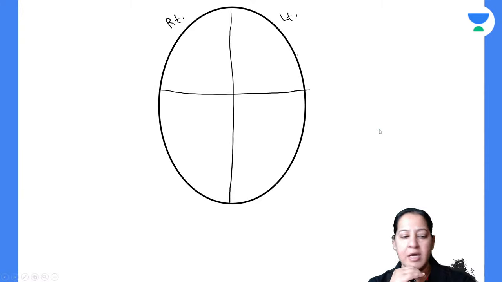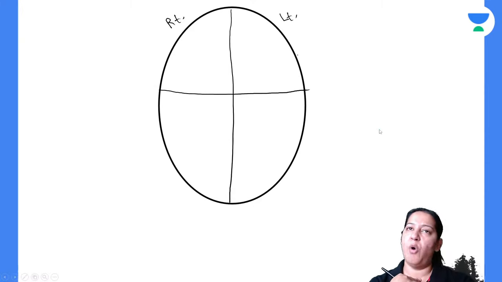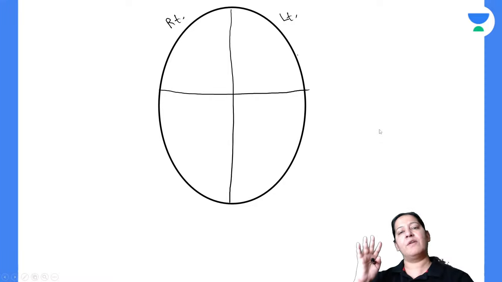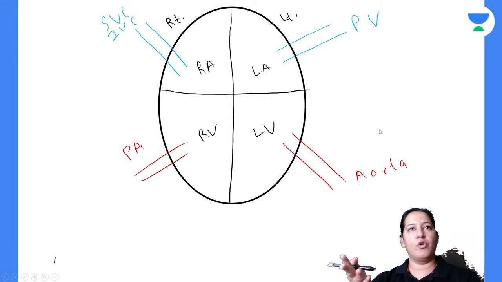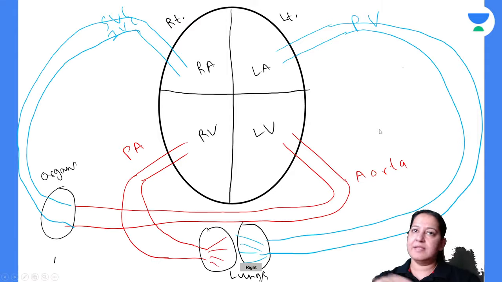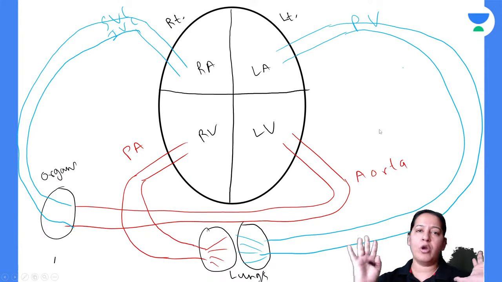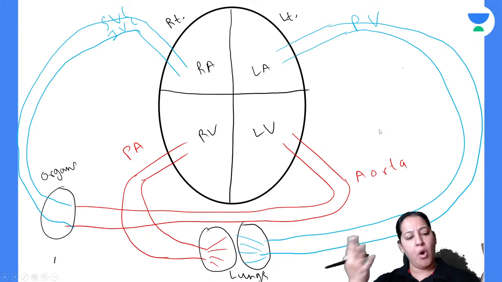Let me draw a heart. Can you see a heart? I guess you all can see a heart. Can you see the 4 chambers of the heart? Yes, you all can see the 4 chambers of the heart. Can you see the blood vessels? You already know which vessel arises from which chamber. And this is the complete circle. I'm not repeating. You all know this. This is the cardiac cycle. You all know the details.